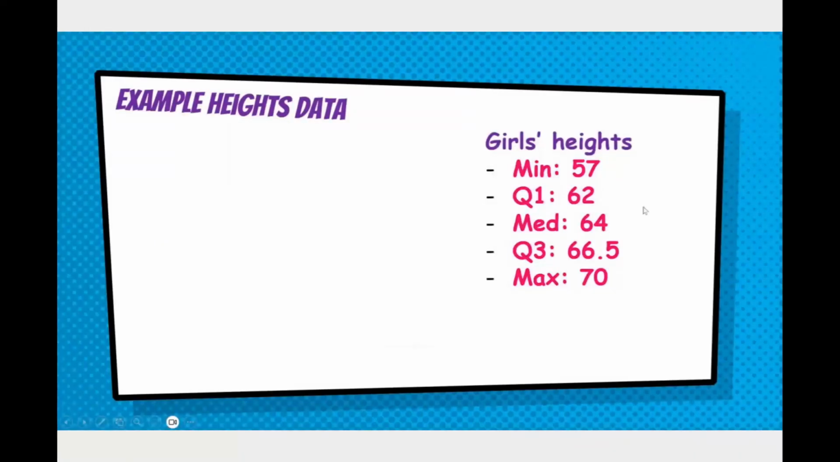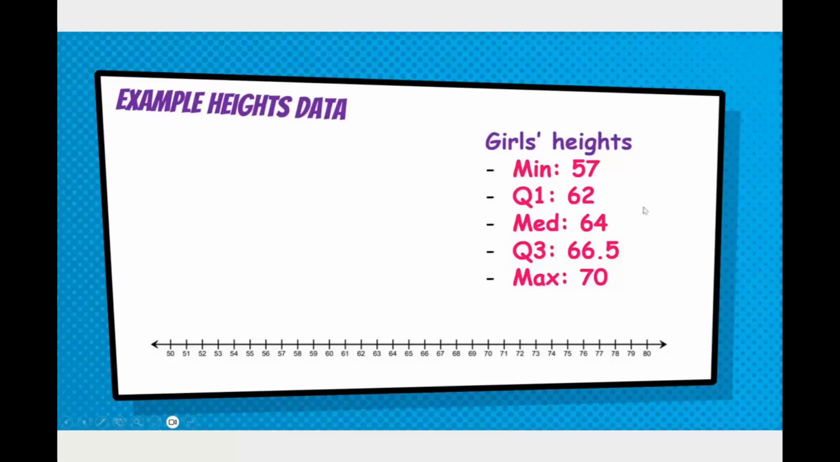For the girls, I'm going to do the same thing, keeping the same type of number line. This time I'm going to start off at 57 and draw a line to 62. My box will go from 62 to 66 and a half. I'm going to draw a line at 64. It looks like this box is a little bit bigger, meaning my IQR is a little bit bigger. The middle 50% of my data is a little larger. And then I go from 66 and a half all the way to 70.